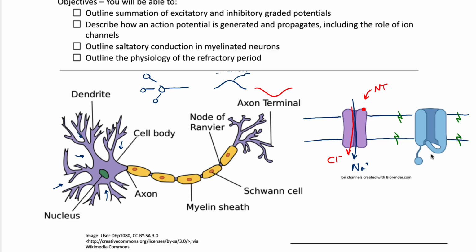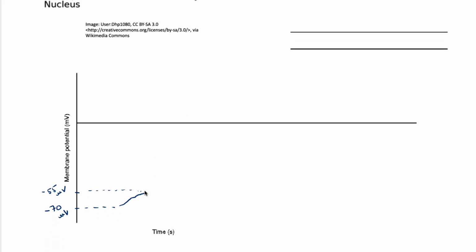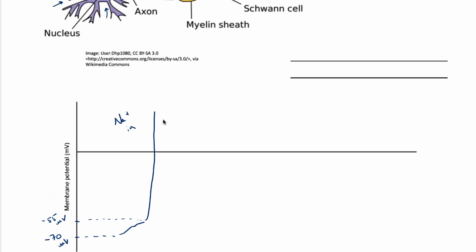So this gate here swings open like this, and sodium rushes in. Now that's a positive feedback cycle because depolarization is causing more sodium influx and therefore more depolarization. On the oscilloscope tracing, that causes a big positive spike as sodium rushes in through those voltage-gated sodium channels. Now there are also voltage-gated potassium channels. They open at the same time, but they are a little bit slower.